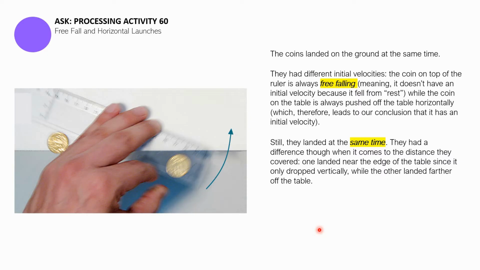They had a difference though. When it comes to the distance they covered, one of them landed near the edge of the table. Itong isang to na una is at rest lang siya on top of the ruler, on one edge of the ruler. Nag-drop siya. Yung drop, as in exact point kung saan siya nag-drop, it is near the edge of the table. Compared dito sa isang to na nag-landing ng medyo malayo, di ba, from the table. Or mas malayo kumpara dito. Okay, di ba, with respect to the table.